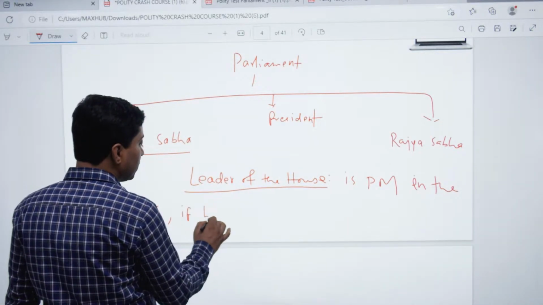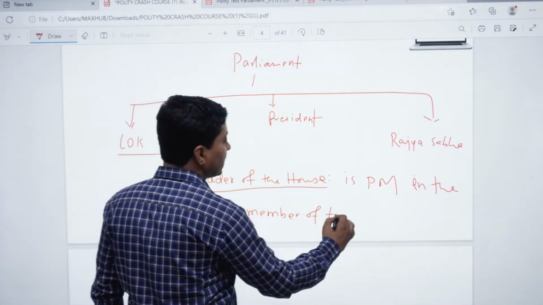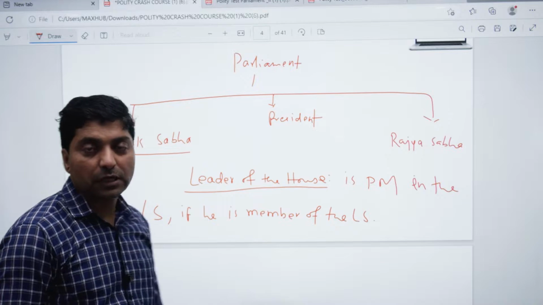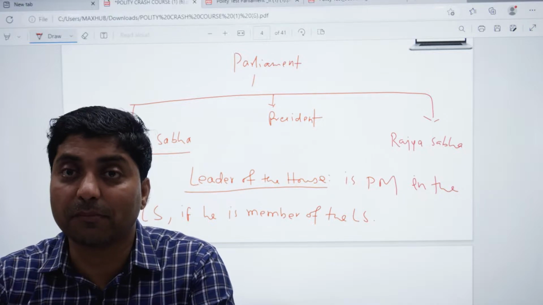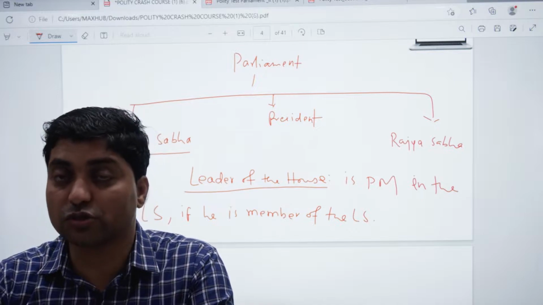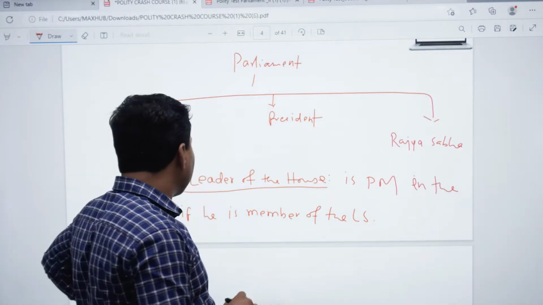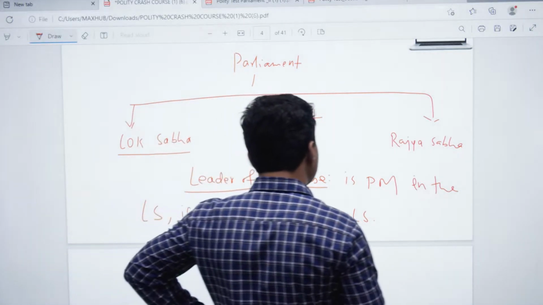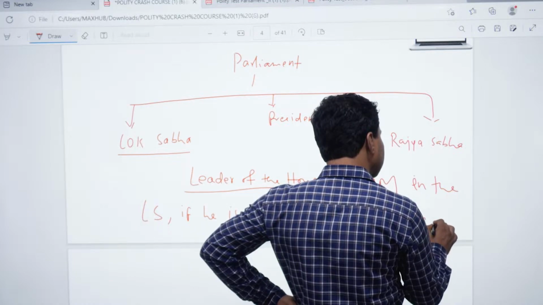if he is a member of the Lok Sabha. But if the PM is not a member of the Lok Sabha, then he cannot become the leader of that house. He became leader of the house in the Rajya Sabha because he is a member of that. So the PM is the leader of the house in the Lok Sabha if he is a member of the Lok Sabha.